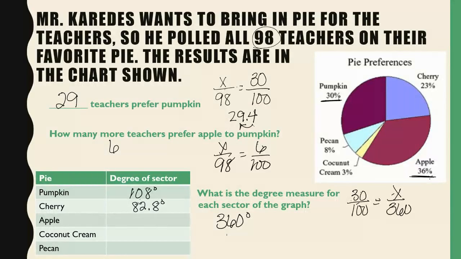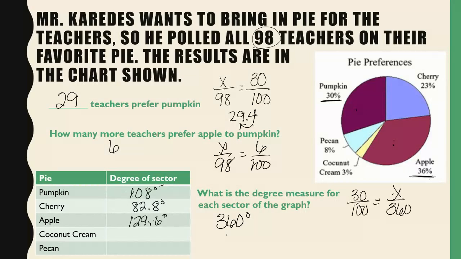I'm going to do the same thing with apple, and I'm going to use 36 over 100 times 360, and I'm going to get 129.6 degrees. I'm going to stop and think about this for a second. Do these numbers make sense? Well, I know that apple is larger than pumpkin, and 129.6 is larger than 108, which is then larger than cherry, and 108 is bigger than 82.8. So my numbers seem to make sense so far.